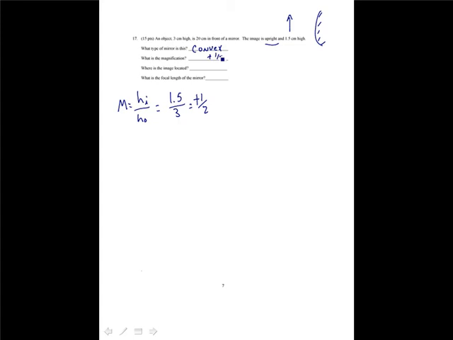Where is the image located? Well, I know that M is equal to minus Q over P, and that's equal to plus 1/2. Let's see, so I know what P is. P is 20, so minus Q over 20 is equal to 1/2. So Q is equal to minus 10 centimeters. So the image is located 10 centimeters behind the mirror.